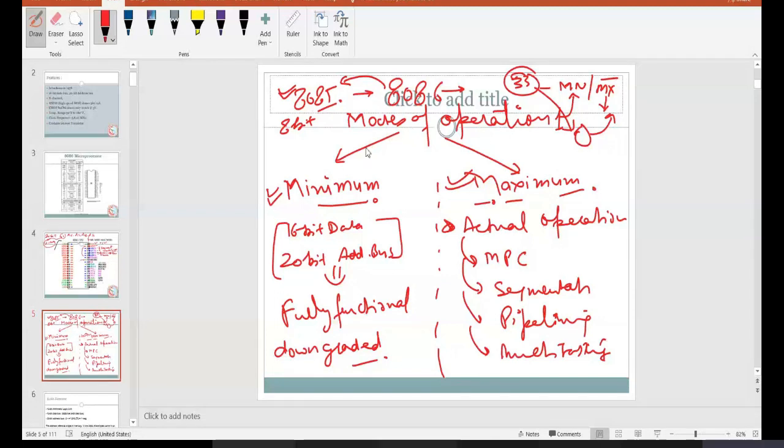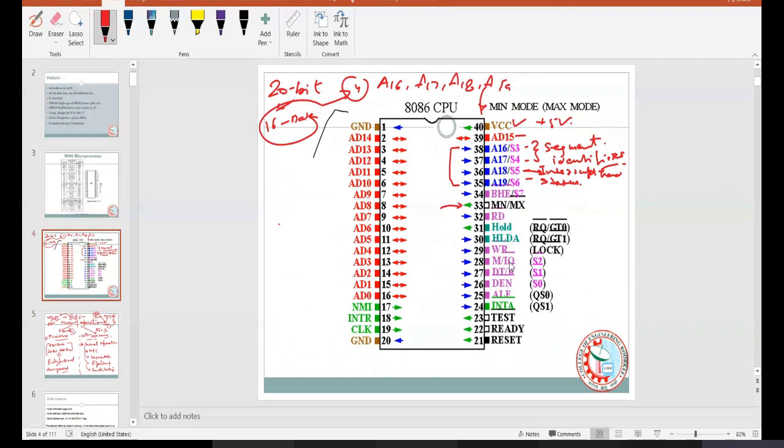Okay, so let's write it down here. The pin is minimum when pin number 33 is 1, and maximum when MN/MX bar is equal to 0. This is the mode of selection. So whatever you want, just look into the pin diagram.